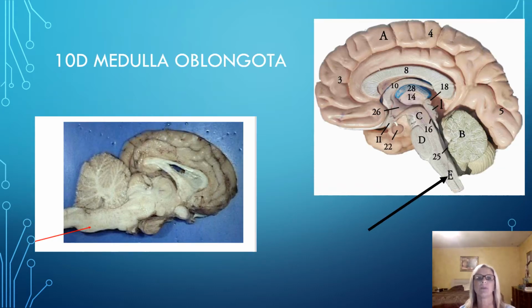The medulla oblongata houses essential nerve tracts. These are responsible for the regulation of very important basic life functions like respiration, cardiac function, and the vomiting, coughing, sneezing and swallowing reflex centers are found here. So these are basic life functions in the medulla oblongata.